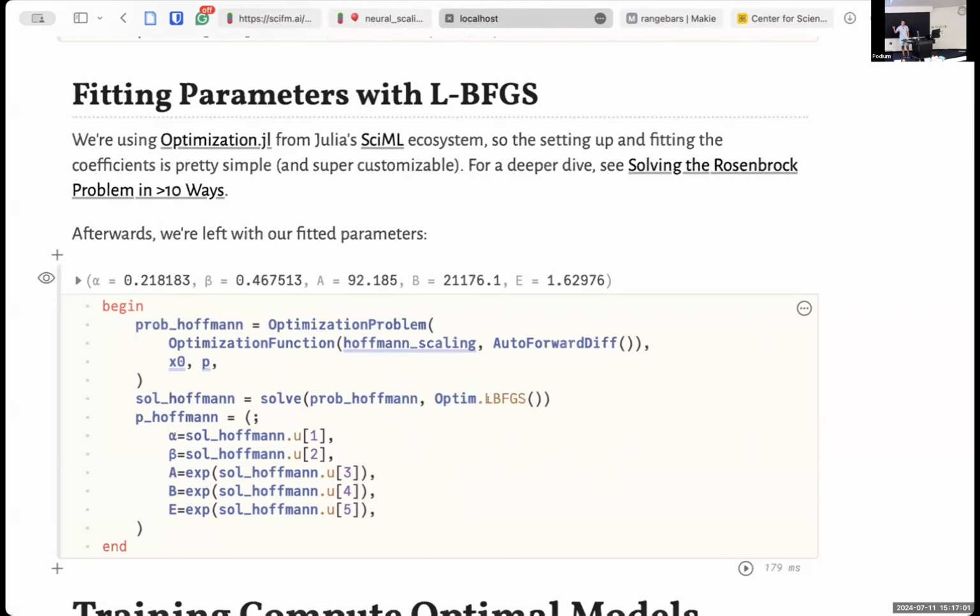Okay, so now once you have that, we just throw it into the optimization thing. If you're familiar with the scientific machine learning ecosystem, this is pretty straightforward. So you just create a problem, you solve the problem, you pull out your results. If you're not familiar with it, it's an optimization toolbox. It solves problems, relatively straightforward. And there's a link here to some documentation if you want to do a deeper dive.